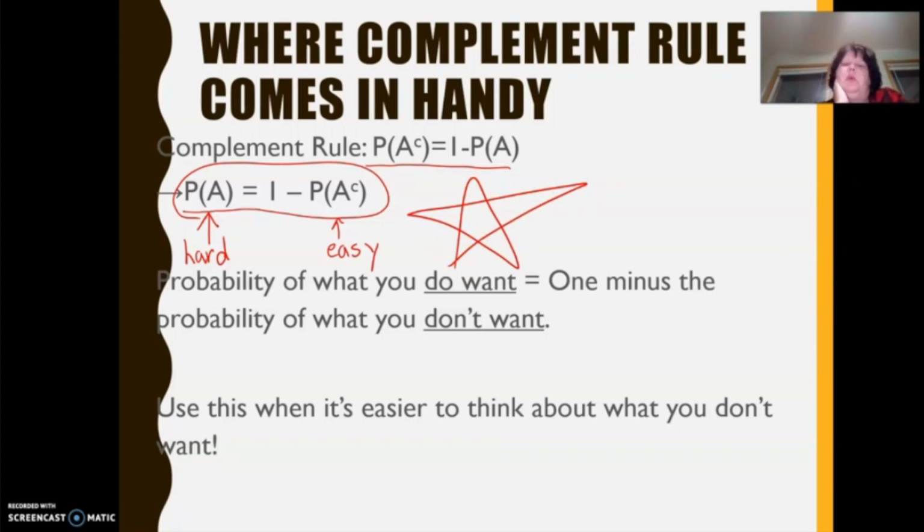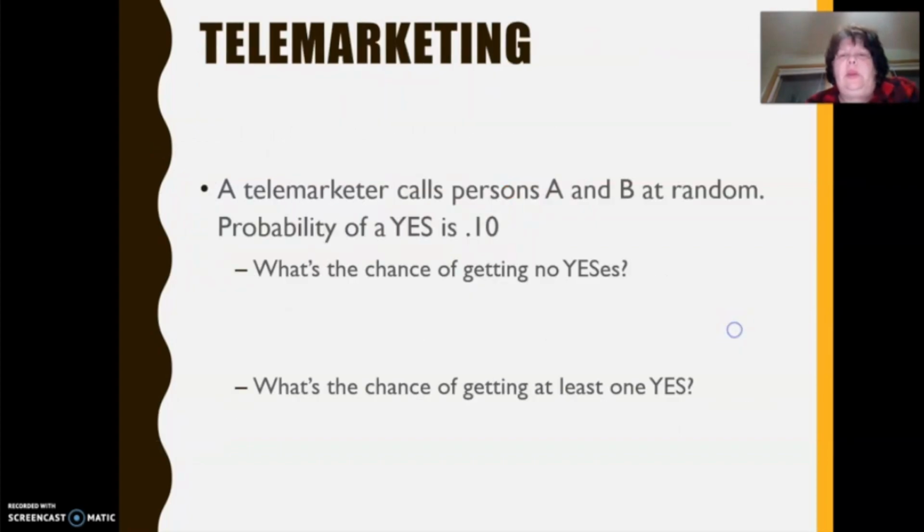Sometimes it's easier to think about what you don't want than what you do want. So I'll show you how we'll employ that in a minute here. A telemarketer calls persons A and B at random. Probability of a yes is 0.10. What is the chance of getting no yeses? 0 yeses. No means 0.